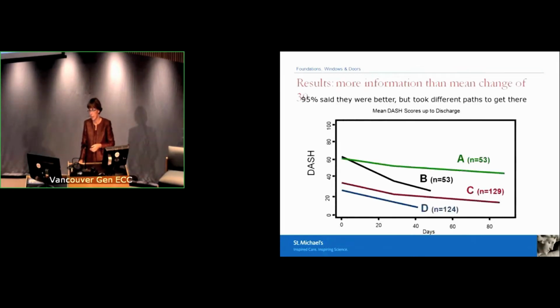So maybe the better picture is to say something like this. We have 4 different trajectories in our sample, and patients are potentially in group A, or they have a trend to look like group B or group C or group D, and we can get a lot more information than just saying a mean change of 30. And we're actually able to predict who's going to be in A, B, C, or D, for example.